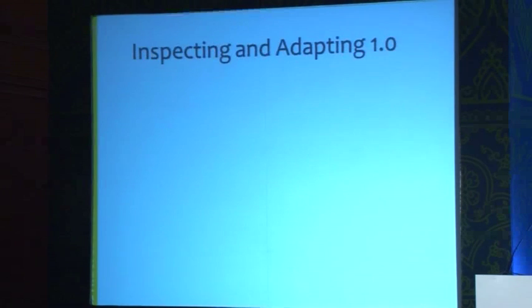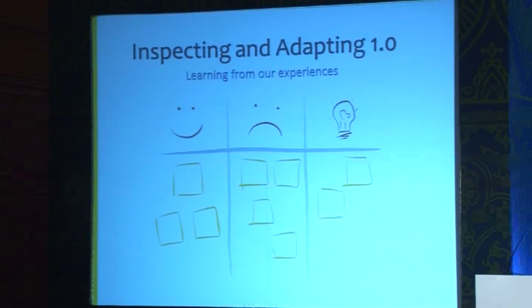evolution of the retrospective. So inspecting and adapting 1.0. The first time I held a retrospective, I was sent off, you know, you're going to do a project retrospective now. I go Google on the net, and the internet says I should do it like this. We're doing it to learn from our experiences. We must look at what worked well, what didn't work well, and what ideas we have. We followed that format, and we got a list of things.